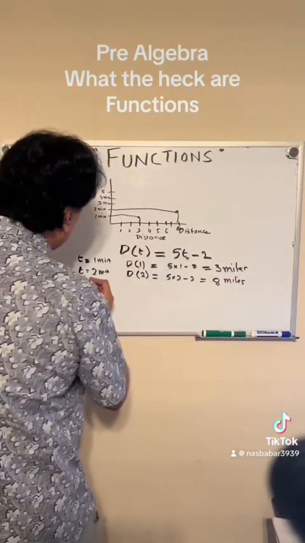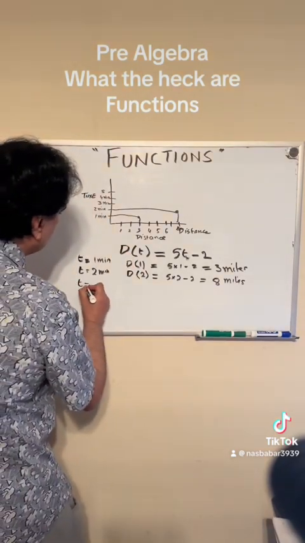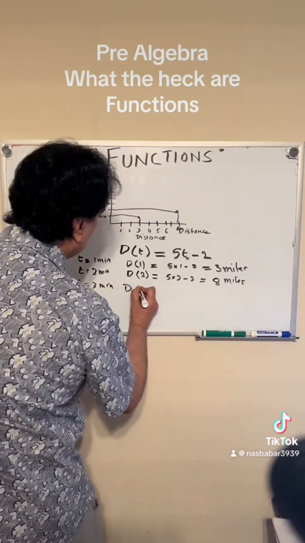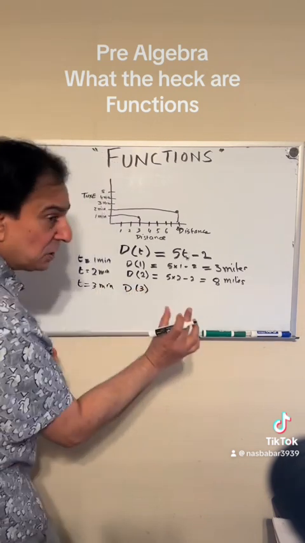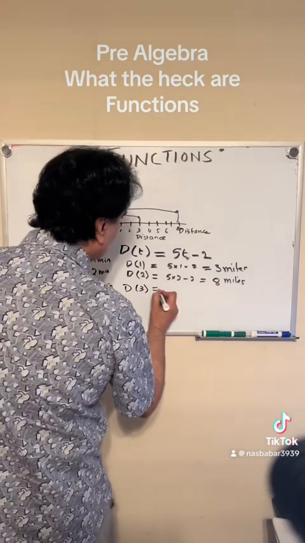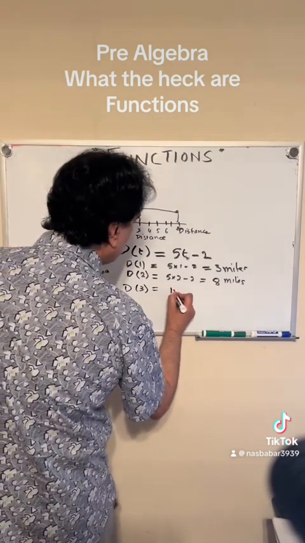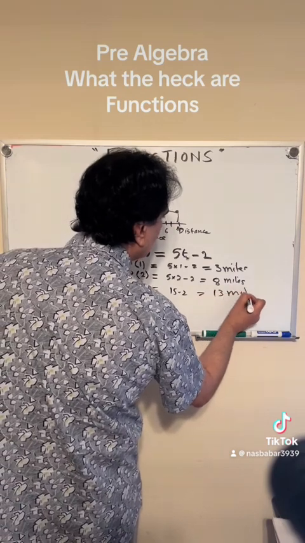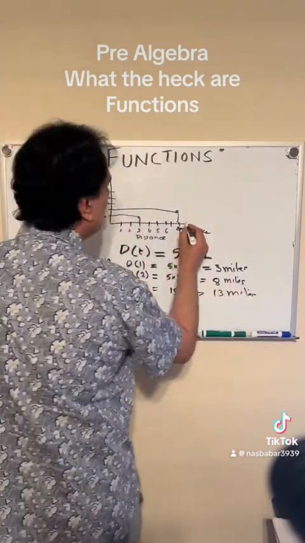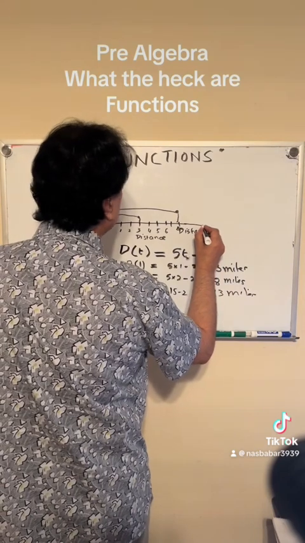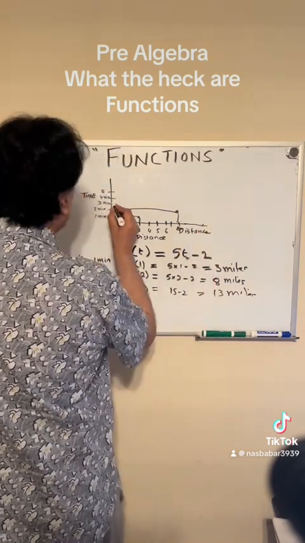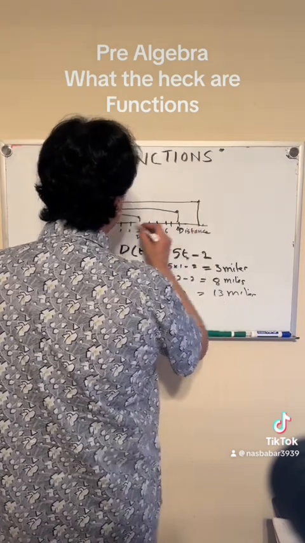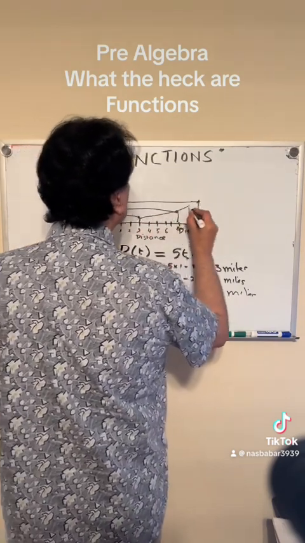So if I go to t at 3 minutes, okay? So distance measured at time 3. That's 5 times 3, 15 minus 2. So I'll be at 13 miles. Okay, so 13 miles is somewhere right here, and then at 3 minutes, right here. So my graph is going to look something like this, right?